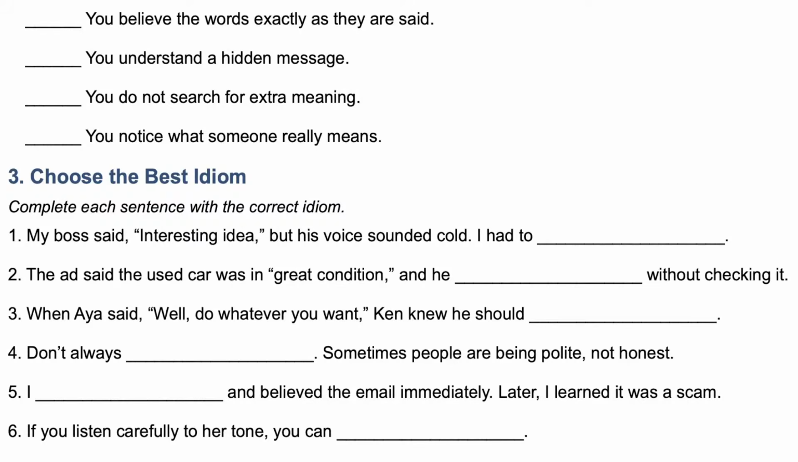Number 2, the ad said the used car was in great condition and he... without checking it. Number 3, when Aya said, "Well, do whatever you want," Ken knew he should... What's the idiom? Number 4, don't always... Sometimes people are being polite, not honest. Okay, number 5, I... and believed the email immediately. Later I learned it was a scam.